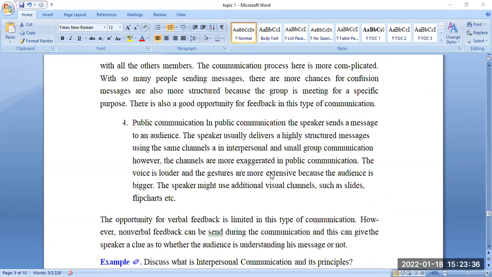The speaker usually delivers a highly structured message using the same channel, like for example, in interpersonal communication. The voice is louder and the gestures are more extensive. Like for example, you have heard these guys called the politicians. These are in the season of campaign. Politicians are doing campaigns. What they are talking about to these people, ile ambao wanaambia wale watu ambao wanawasikiza, is public communication. The voice is louder so that everybody can hear.